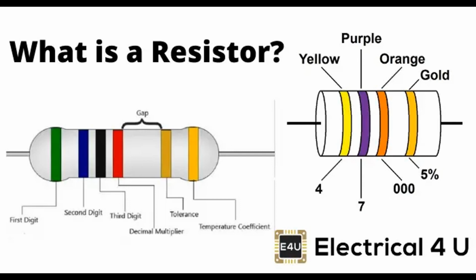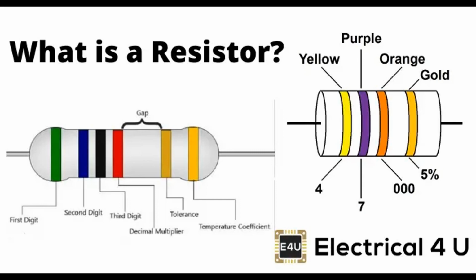Biasing transistors. Resistors are used in transistor biasing circuits to set the operating point, Q point, of transistors in amplifiers and other applications. They determine the transistor's on-off state and amplification characteristics. Temperature sensing. Thermistors, which are temperature-sensitive resistors, are used for temperature sensing and temperature compensation in a wide range of applications, including thermostats and temperature control systems.